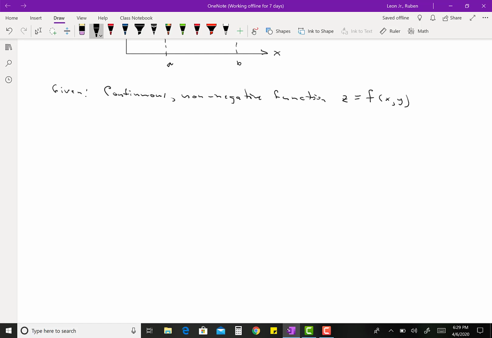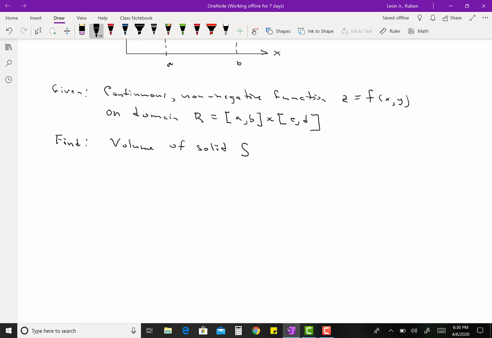Geometrically, our continuous non-negative function represents a surface. And this surface is defined on domain R, and the domain R is the rectangle I pictured above, AB cross CD. The problem is very similar to the problem we looked at in Calc 1. The problem is not to find area, but to find the volume of the solid, and we'll call the solid S.